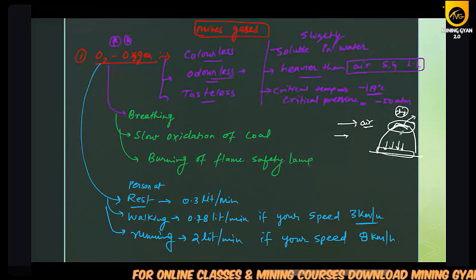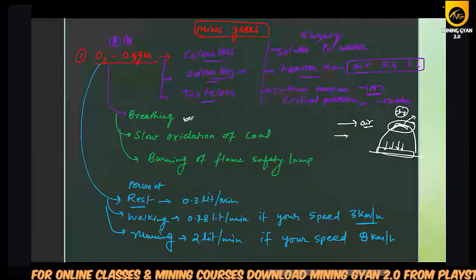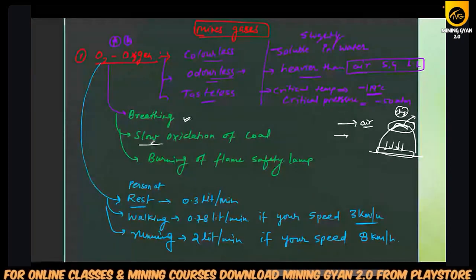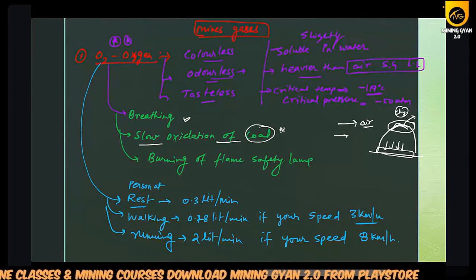So O2 we use for breathing, and it is also important for the slow oxidation of coal and for the burning of the flame safety lamp. Then we have seen if a person is at rest, he needs only 0.3 liter per minute. But if he is working, then he needs 0.78 liter per minute. And if he is running, then he will need 2 liter per minute.